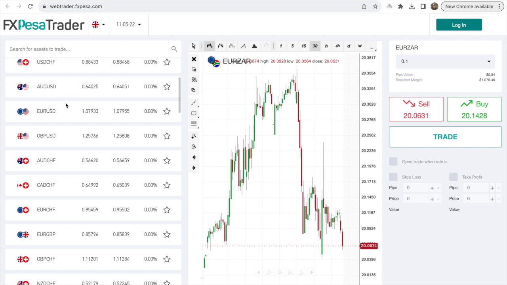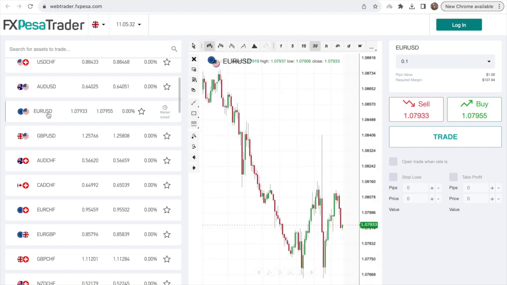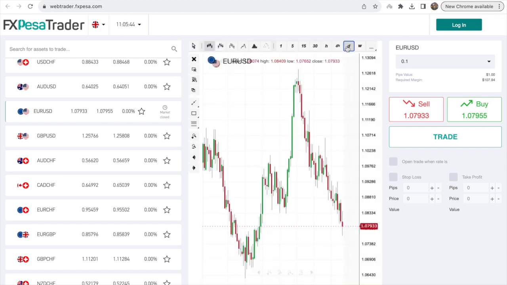Okay, so number one, I would say AUD USD is a big one. Here it is. Euro USD as well, that's a good one. And you can see how the euro has dropped in the last few days. Let's do a daily. Yes, last few days.